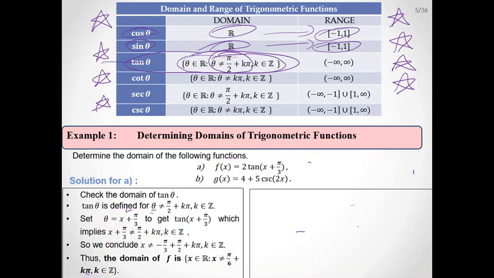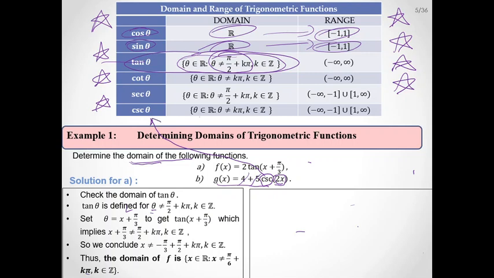Okay, let's look at the second problem. For the inputs for the domain, you have to concentrate on the inside of the function. Where's x? It's here, 2x. Okay, good. Now, which function is it? Cosecant function. How about the others, 5 and 4? They do not affect the domain, because they're outside the function. So look at cosecant here.